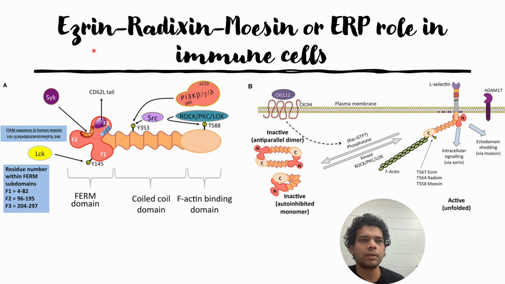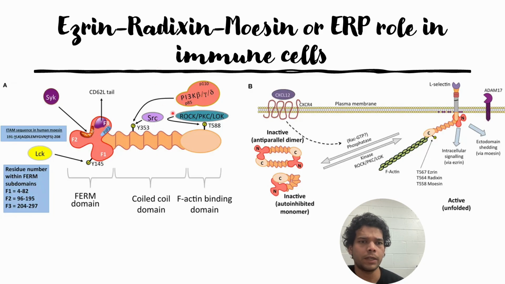Today we will discuss the role of Ezrin-Radixin-Moesin, or ERM, in immune cells. In the previous video we understood the L-selectin structure, where we briefly touched upon ERM, that in the intercellular region ERM also helps in L-selectin intercellular signalings. So how this ERM plays a role in these immune cells, that we will discuss in this video.